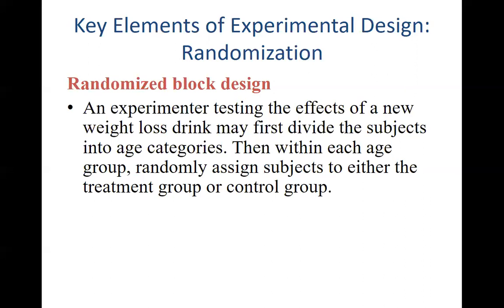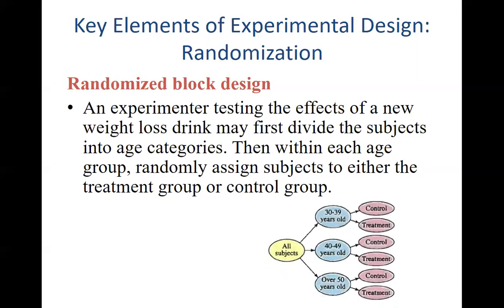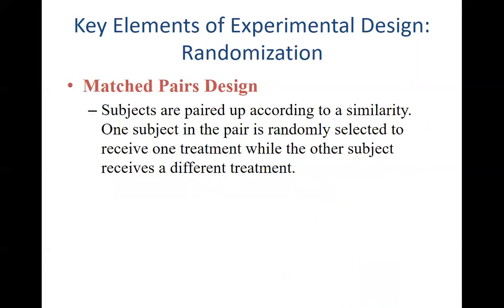So that's why that might make a difference. Younger people have a faster metabolism. So if you were to divide everybody up by age group, and then you divide out who's going into the treatment group and who's going into the control group, you might get better results. Here's another one that's kind of cool. It's called the matched pairs design. Subjects are paired up according to a similarity, and then one of the pair would go into the treatment group while the other one goes in the control group.